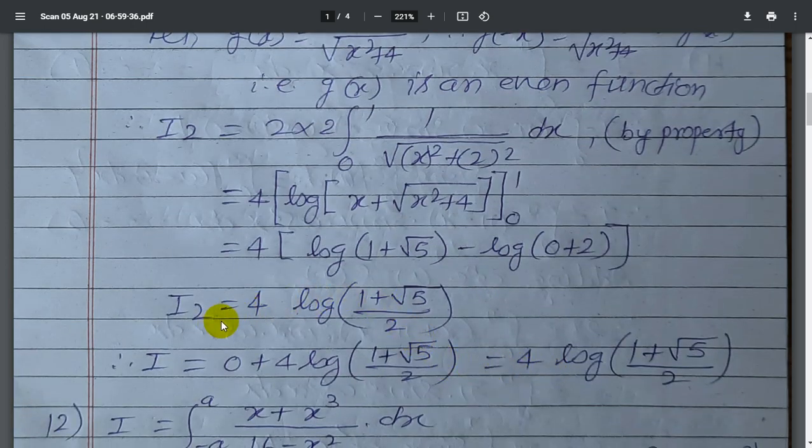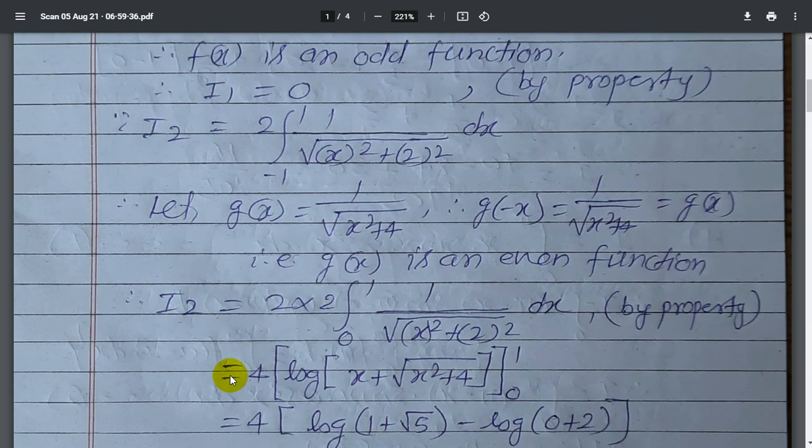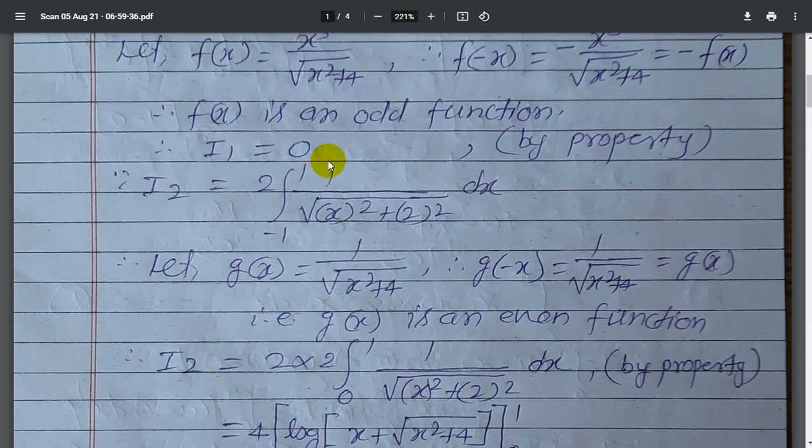Therefore, I2 becomes 4 times log of 1 plus root 5 upon 2, because log m minus log n is log m upon n. This is the logarithmic formula. Therefore, I equals the value of I1. So the value of I1 is 0. You can check from the previous solution. Value of I1 is 0. Here it is, I1 is 0.